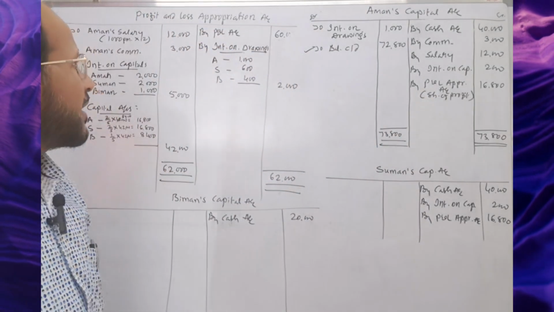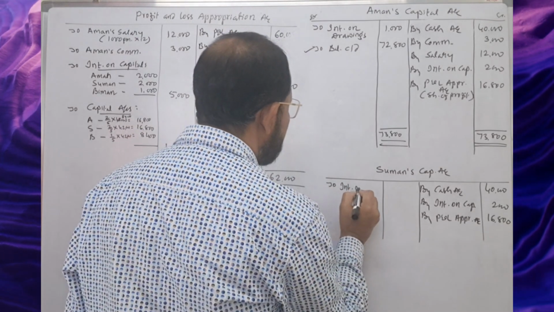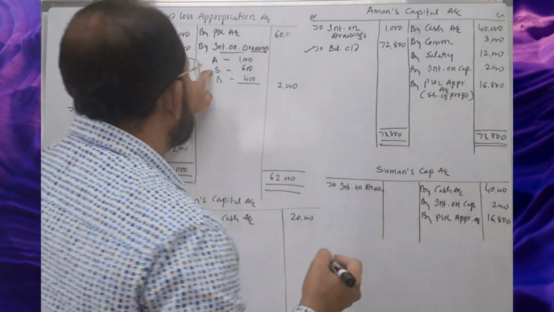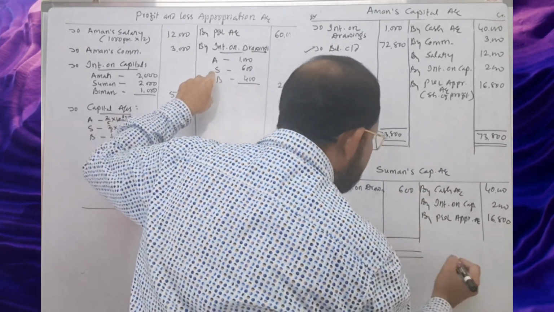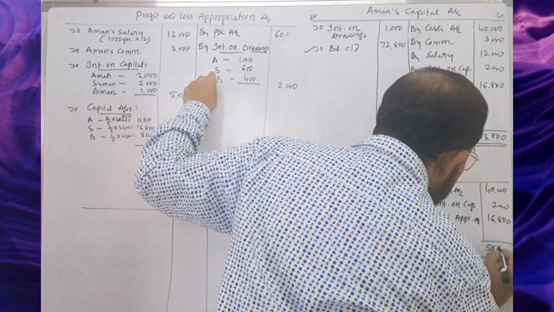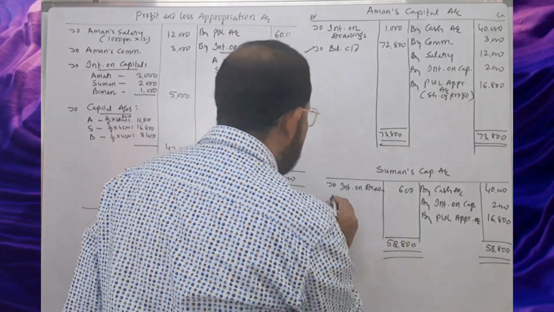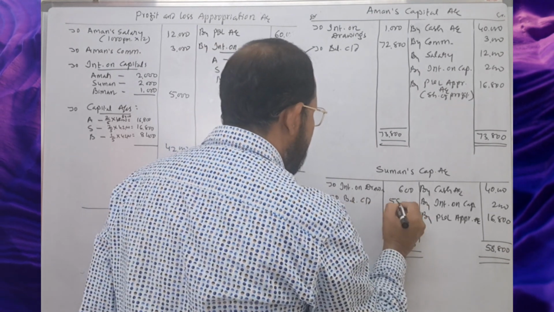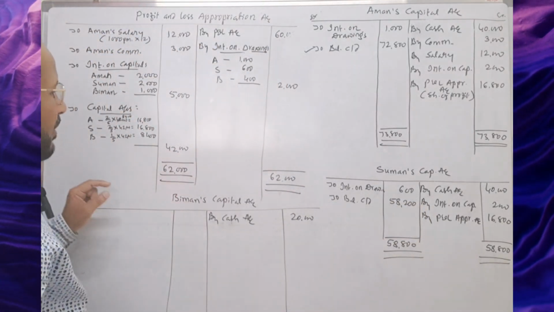Okay, what else? Next one is interest on drawings, that we have to show. To interest on drawings. What is the amount? Here Suman's interest on drawings, rupees 600. Now close the account. Here total comes to 58,800. Here you write 58,800. Remaining balance you write to balance carried down, 58,200. This is the capital balance of Mr. Suman.